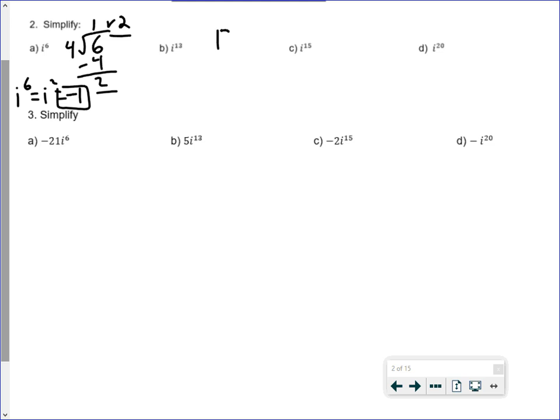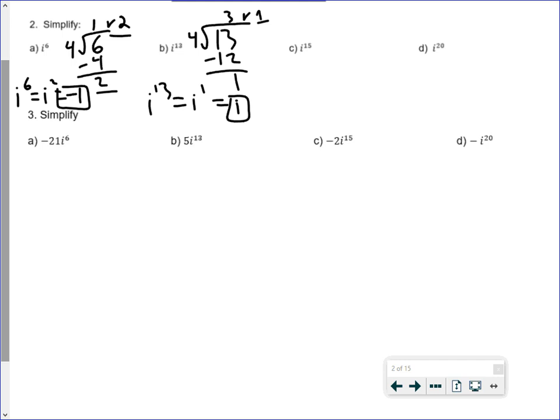We'll take 13 divided by 4. 4 goes into 13 3 times. 4 times 3 is 12. 13 minus 12 is 1. After that 1, all that's left are decimals, so we stop here. So we have 3 remainder 1. You take that remainder and put it on top of an i. So you have i to the 13 is equal to our new i, which is i to the 1, which is just i. And that's where you stop.